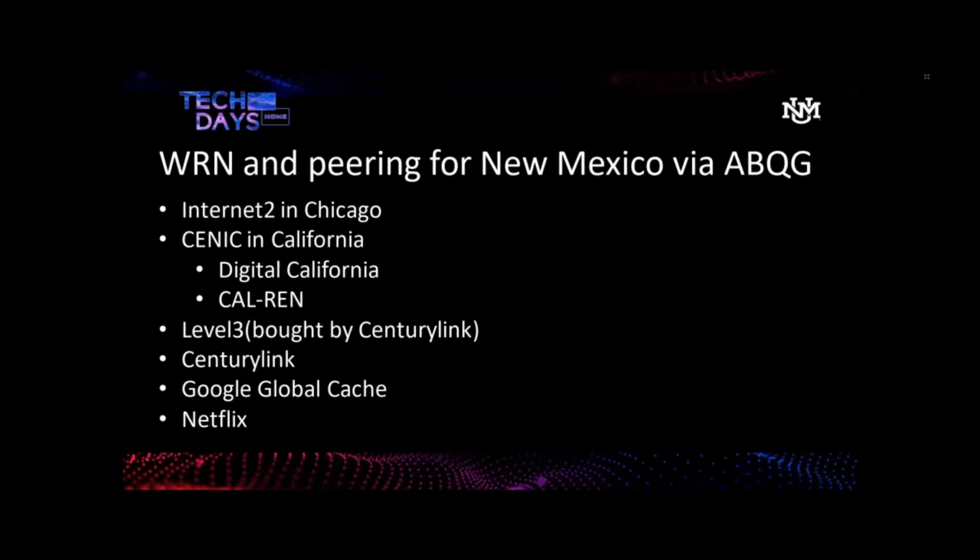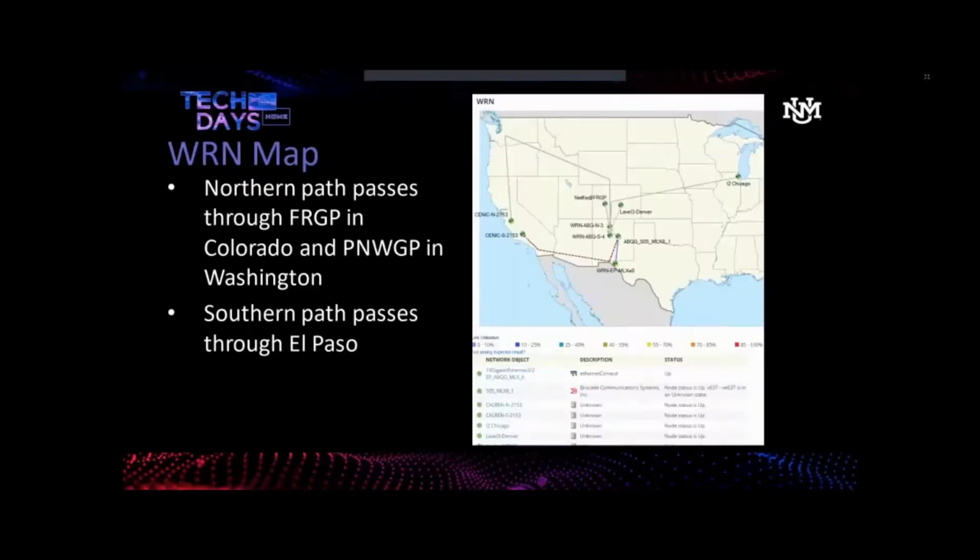So we peer with Internet2 in Chicago. We peer with CENIC in California over two paths, both to Digital California and to the California Research and Engineering Network. We peer with Level 3 in Denver, CenturyLink here in Albuquerque. We have Google Global Cache here in Albuquerque, and we peer with the Netflix cache up in Denver as well.